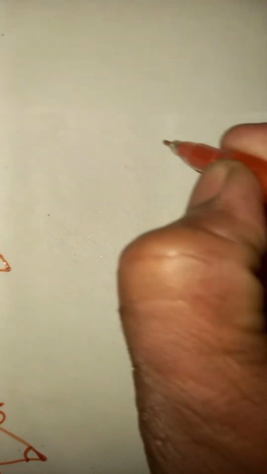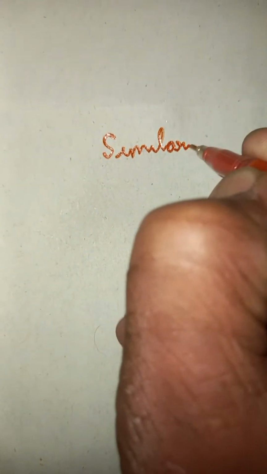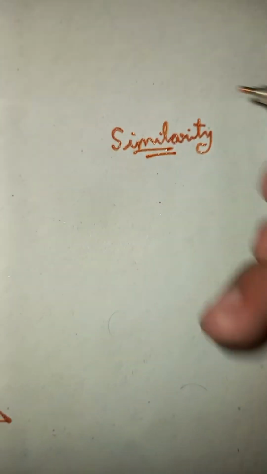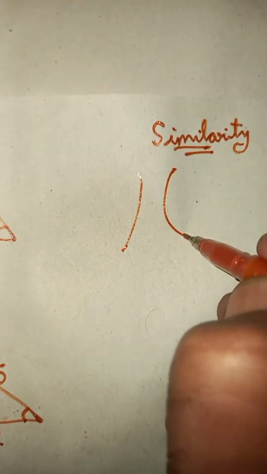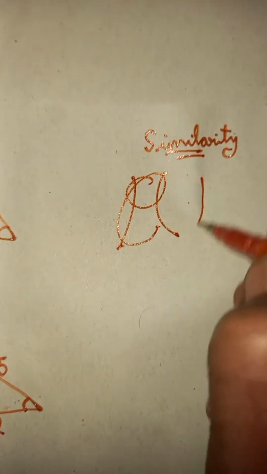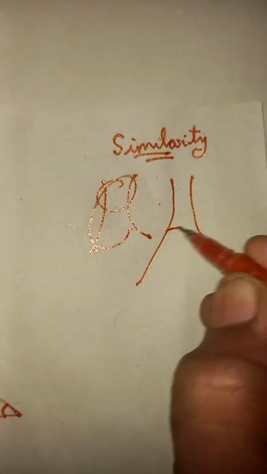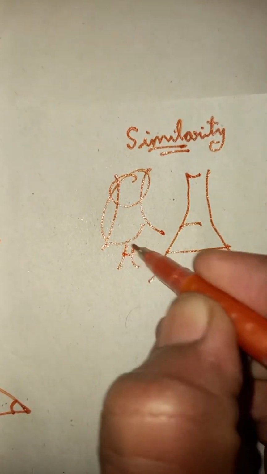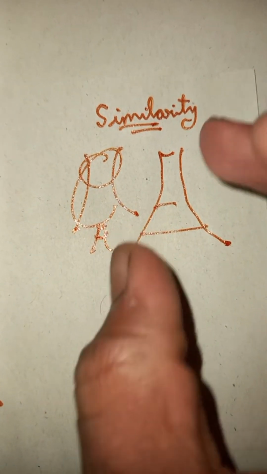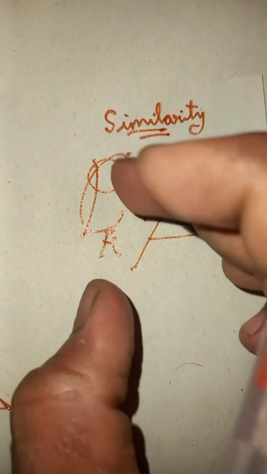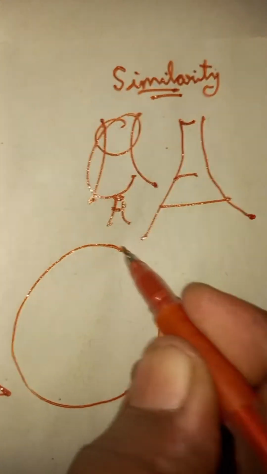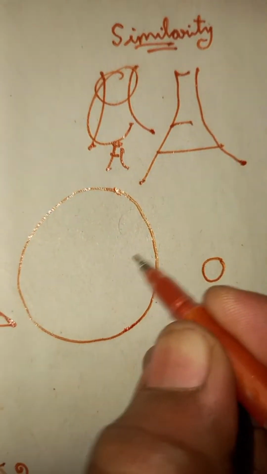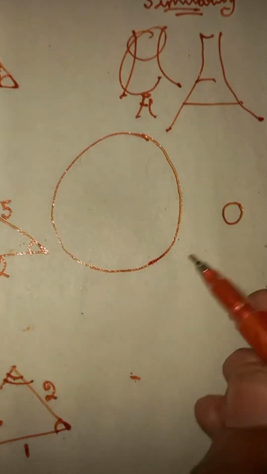If you take the similarity and congruency difference, similarity means the shape must be the same but the size must not remain the same. If you take an Eiffel Tower, you can make this one the biggest Eiffel Tower, and you can take another small model of the Eiffel Tower like this. Both of them have the same shape, but this is a very big size, and this is a very small size. In the same way, if you take two circles, this is going to be a bigger circle, and this is going to be a very smaller circle. They're going to have the same shape but not the same size.